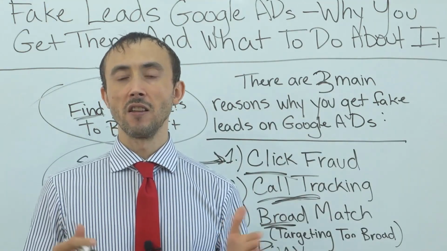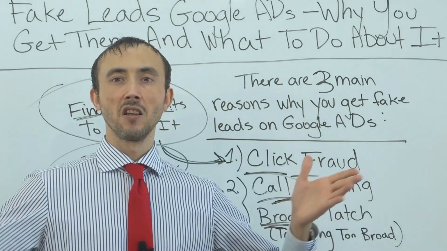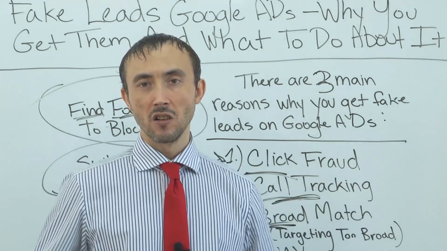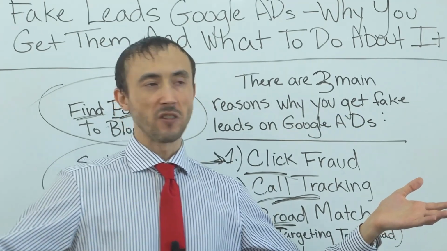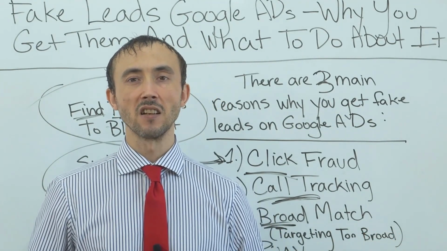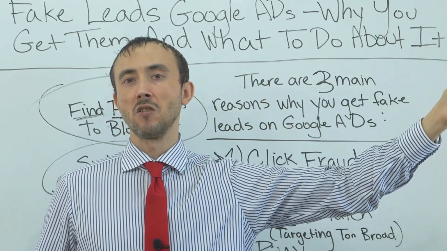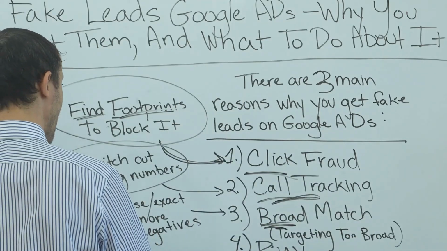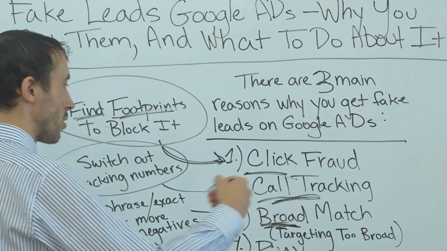CallRail and CallTrackingMetrics claim that when a customer quits, they have a holding period where they're not going to reissue that number to somebody else for at least 3 or 6 months. But still, if somebody they dealt with saved that number into their contacts and then calls it 7 months from now, it's going to produce a bad call lead anyway. So just know that.